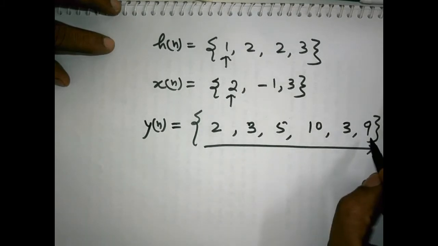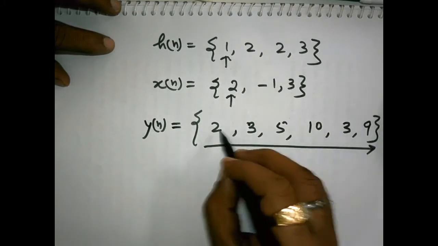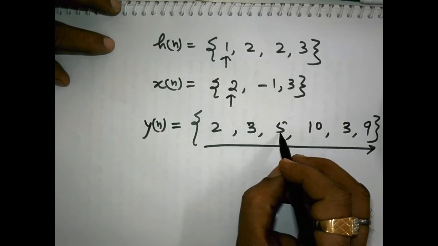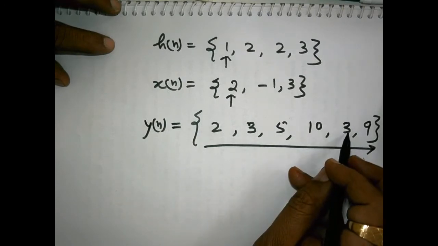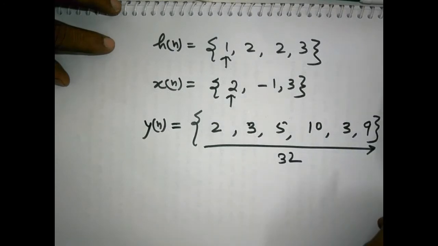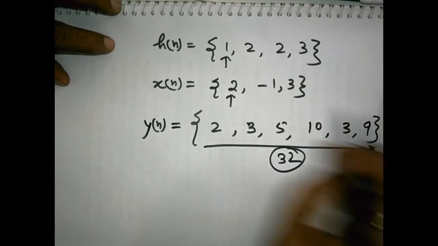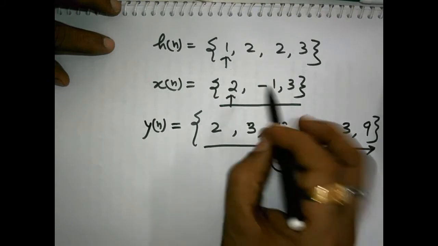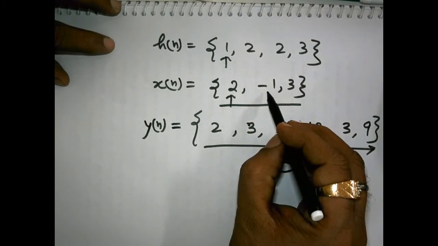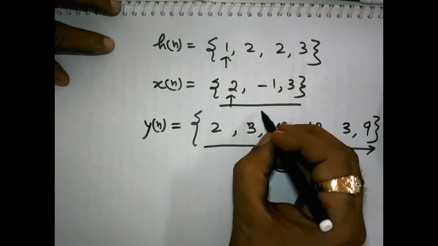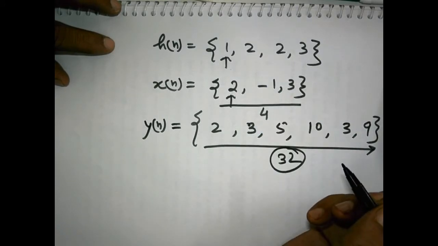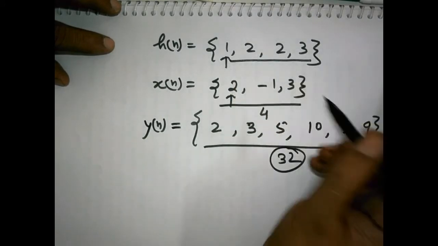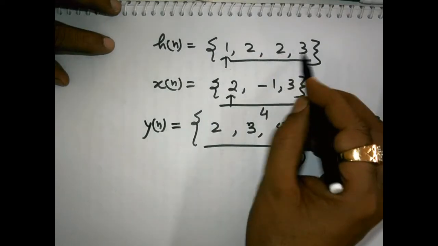What will be the summation, you tell me? 2, 3, 5, 10, 20, 23, okay, 32. Am I right? If all the values are summed up, they result in 32. What about the summation of the input? 2 minus 1 means 1, and 3 means 4. What about h[n]? It is 7 and 8.